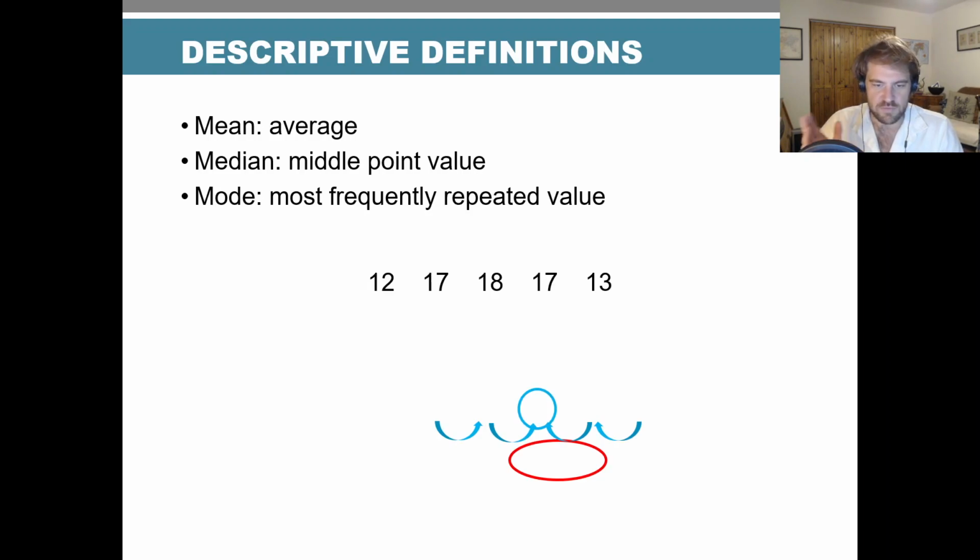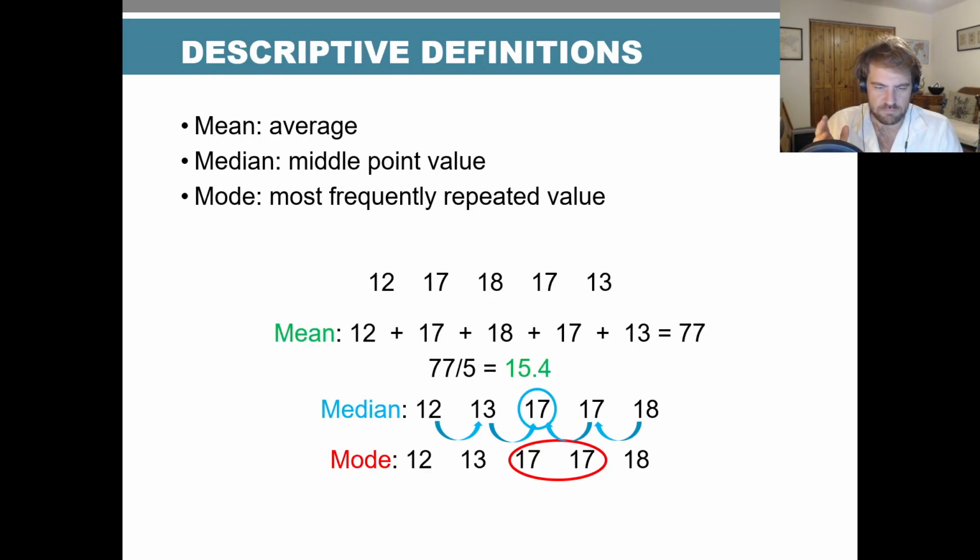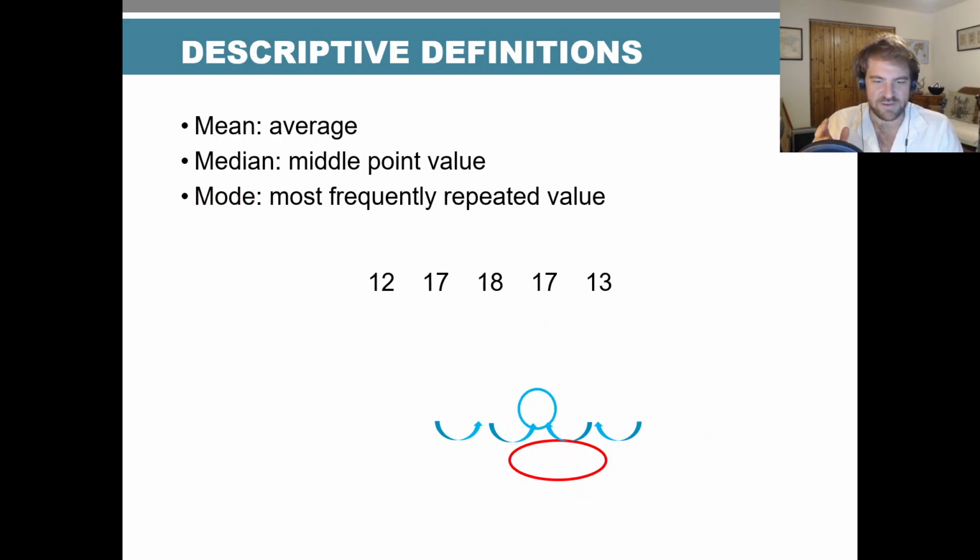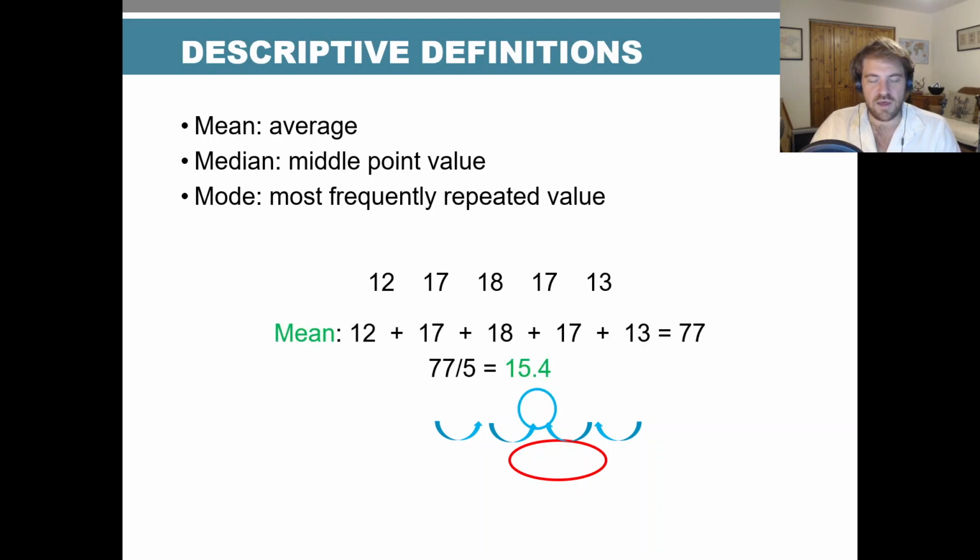So let's take a look at some of these. We've got these values here: 12, 17, 18, 17 again, and 13. If we want to take the mean, what we would do is add them all together, which is 77, and divide by how many there are, which is 5. We end up with 15.4 as the mean.